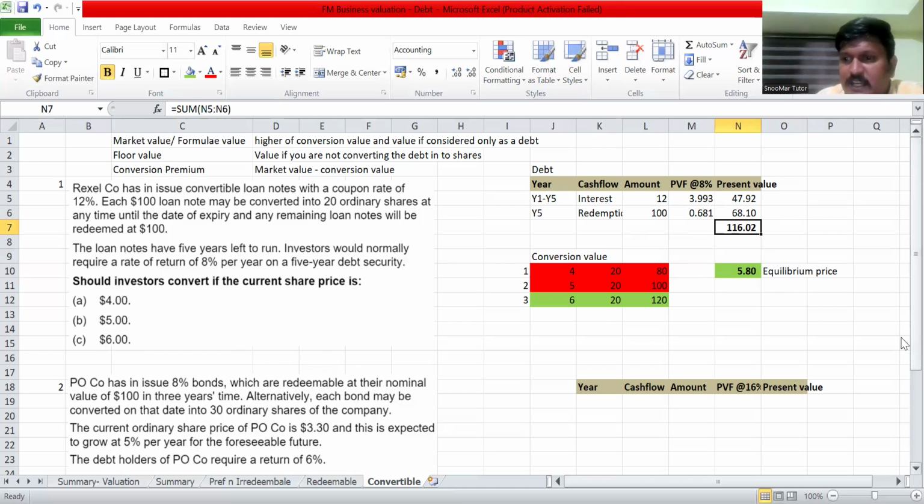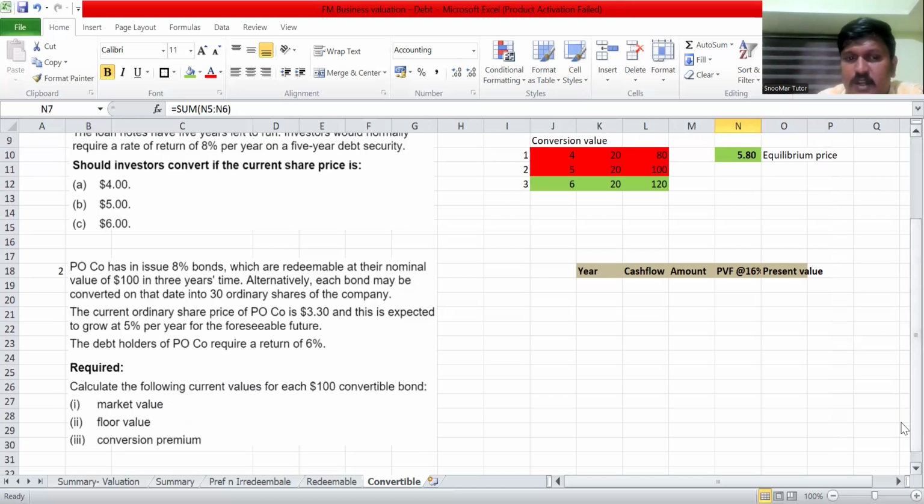Now let's consider another question in detail, which is considering three things. We are asking what is the market value, what is the floor value, and what is the conversion premium. So let's read through the question over here.